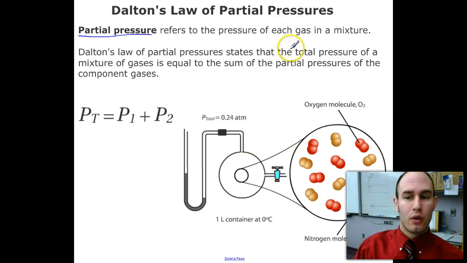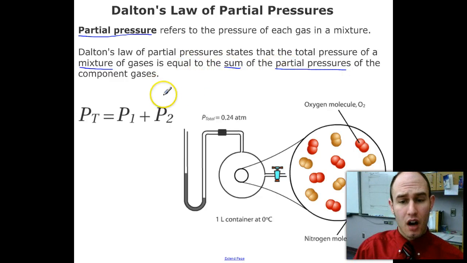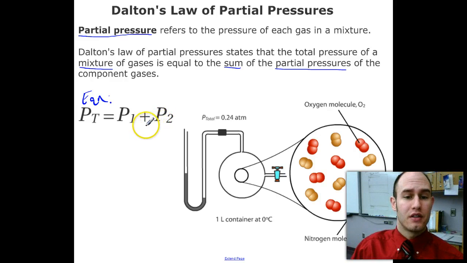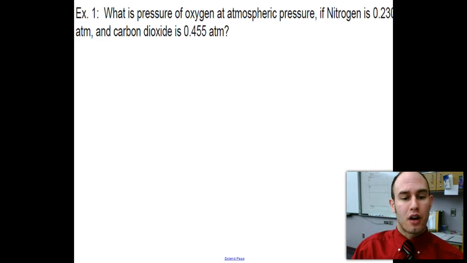So again, the total pressure of a mixture of gases is equal to the sum of the partial pressures of those gases. This is the equation that you need to know, Dalton's law of partial pressures, and we're going to put it to use here in an example problem.